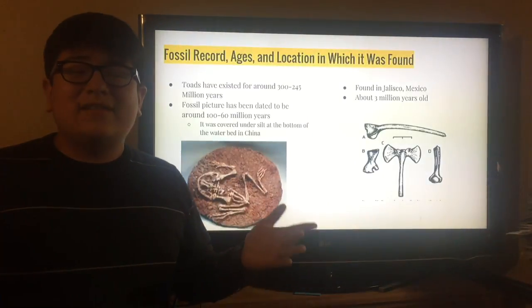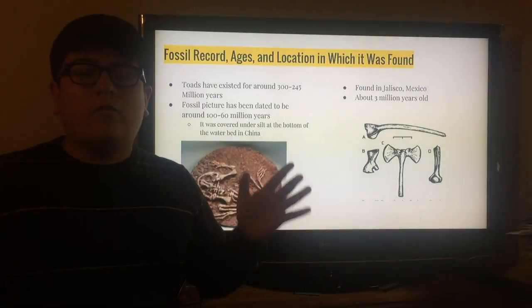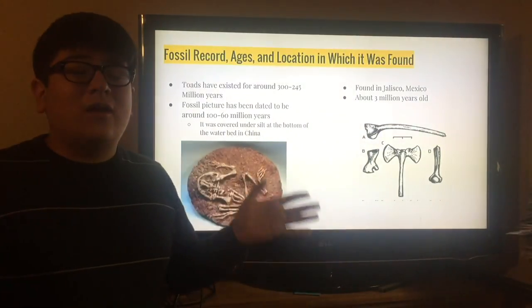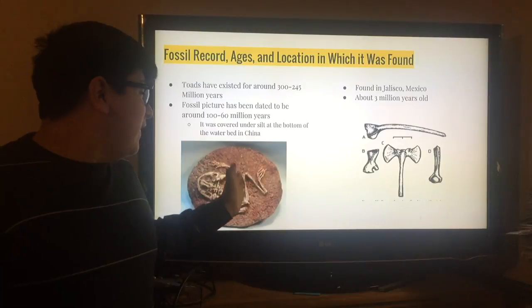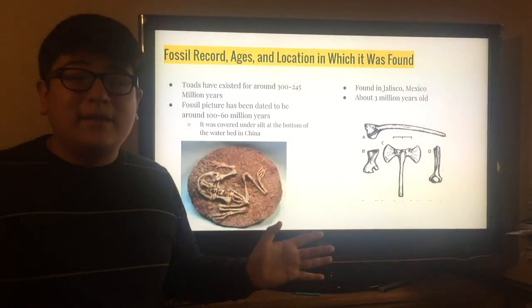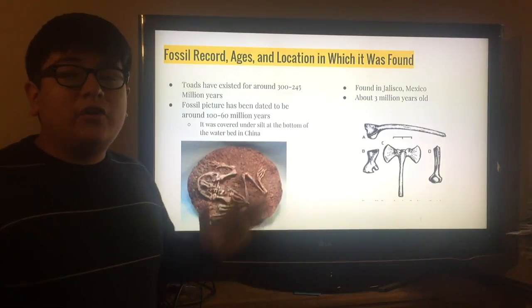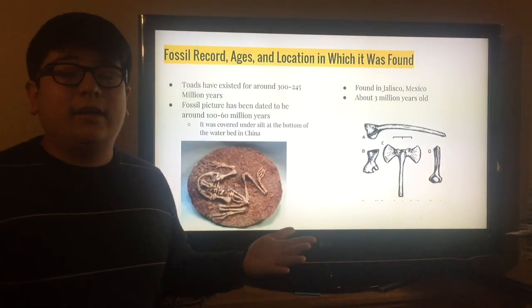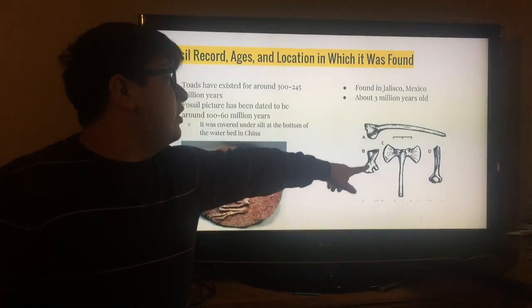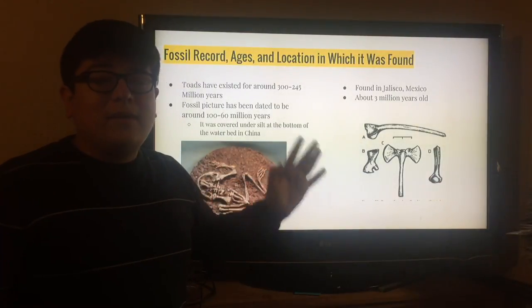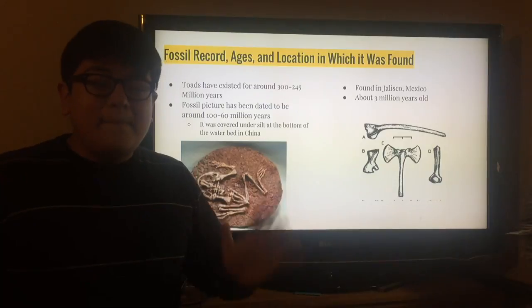So toads have existed between 300 and 245 million years ago, and this fossil in this image has been dated to be around 160 million years old, and it was found under silt at the bottom of a waterbed in China. And this image, which I previously showed, was found in Jalisco, Mexico, and it's been dated to be around 3 million years old.